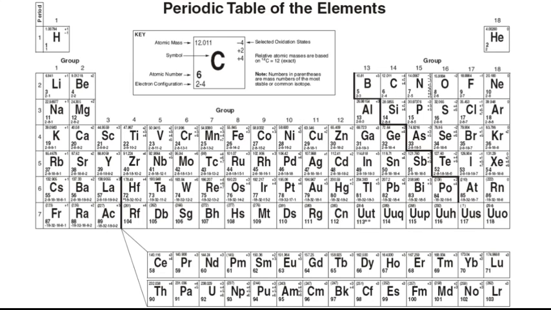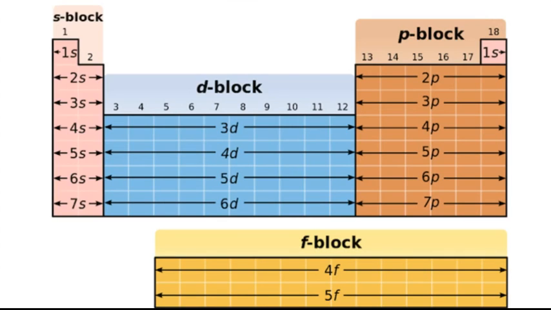Now, in order to use the periodic table to find the electron configuration of an element, we have to translate the periodic table a little bit. And that's what this slide is showing. It's separating the periodic table into 4 blocks corresponding to the 4 types of sublevels. We have the S block, the first 2 columns on the left. We have the D block, the portion in blue corresponding to the transition metals. We have the P block, this region in orange on the right side of the periodic table. And we have the F block, the region down below corresponding to the inner transition metals in yellow.